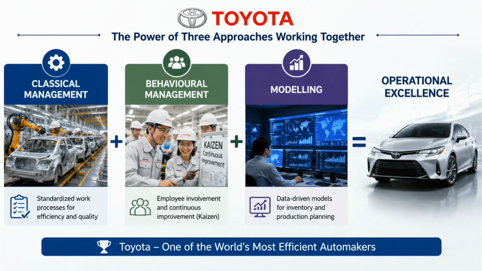Consider Toyota as an example. Toyota standardizes work processes to improve efficiency, invests heavily in employee involvement and continuous improvement through the Kaizen philosophy, and uses sophisticated mathematical models to manage inventory and production planning. By combining all three approaches, Toyota has become one of the world's most efficient automobile manufacturers. Modern operations managers rarely rely on just one school of thought. Instead, they combine efficiency, people management, and data-driven decision-making to achieve operational excellence.